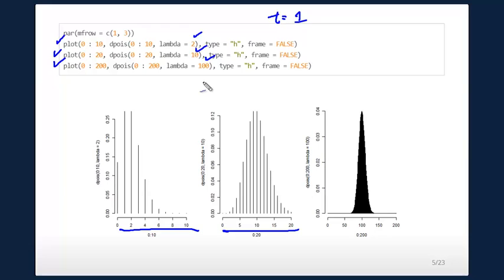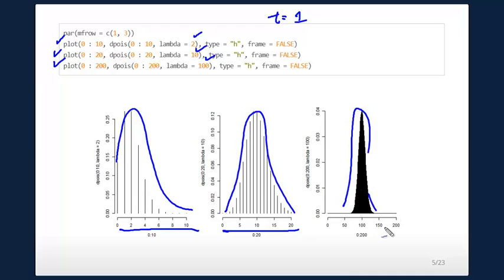So notice there's a different scale. You can see what it looks like here, what it looks like here, and then you can also tell that it looks almost exactly like a Gaussian by the time you get up to lambda equal to 100.